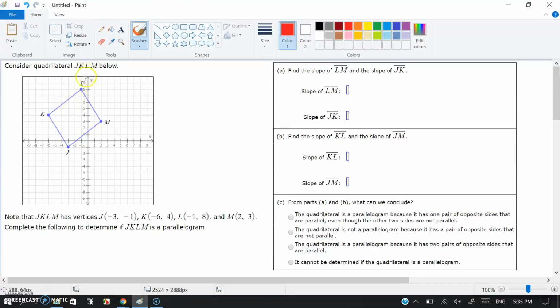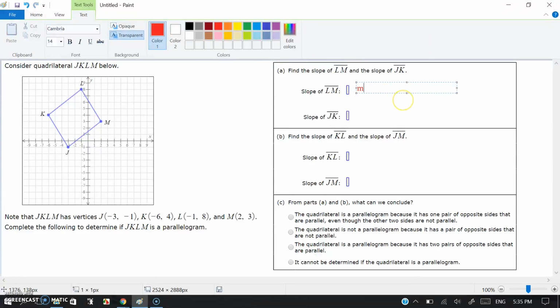So for LM, I'm looking at this section. That's my LM. If I want to find the slope of that, all I have to do is go to the right and come down. So my rise in this case, I'm just going to type it here. My slope is equal to rise over run. In this case, my run: from point L to point M, I'm going to the right by 3. So my run is going to be 3. So I'm going to have something over 3.